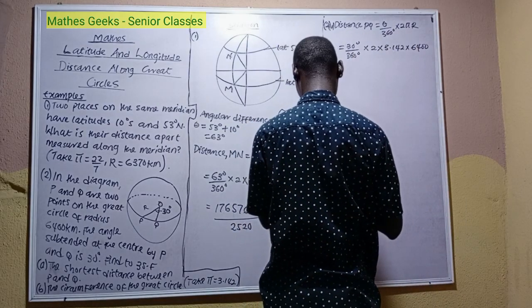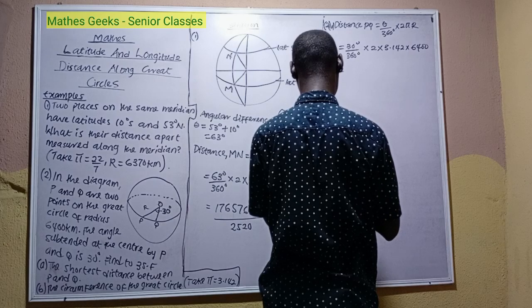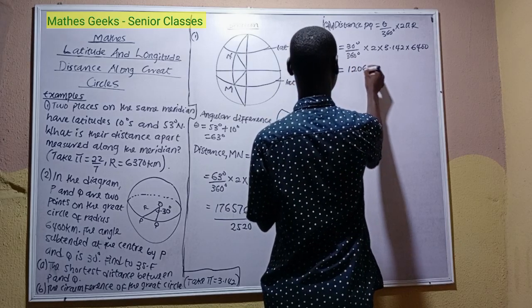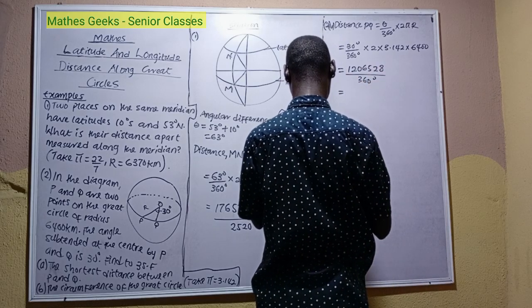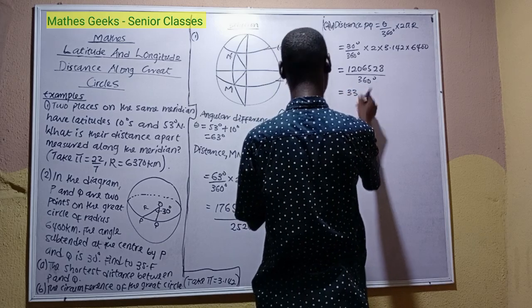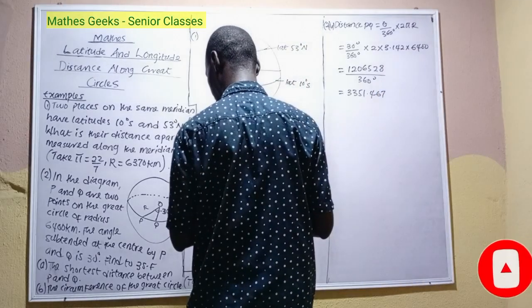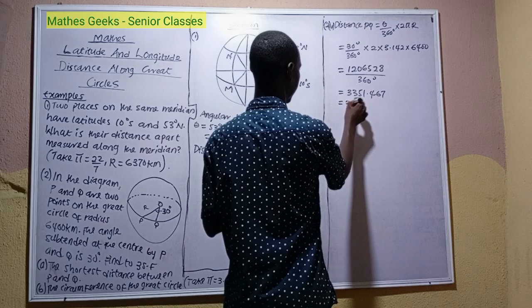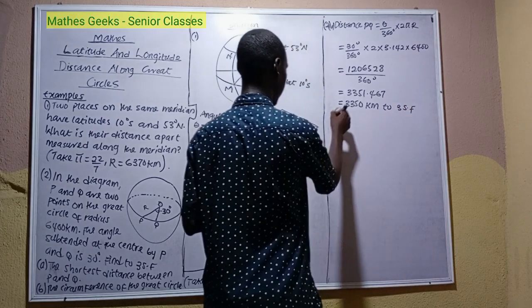This will give us 30 times 2 times 3.142 times 6,400, divided by 360. This will give us 3351.467. The question says to three significant figures. So three significant figures: this is the first significant figure, the second, the third. So this will give us 3350 kilometers to 3SF. That's A.